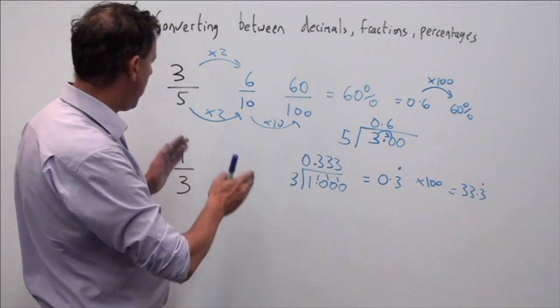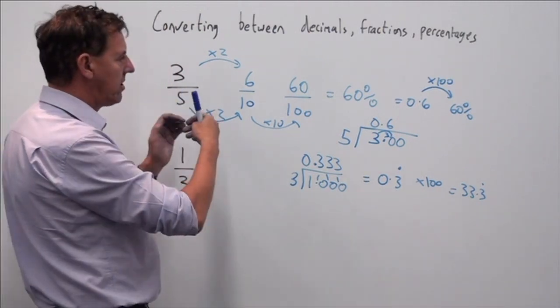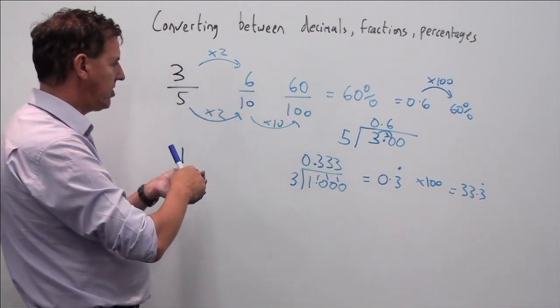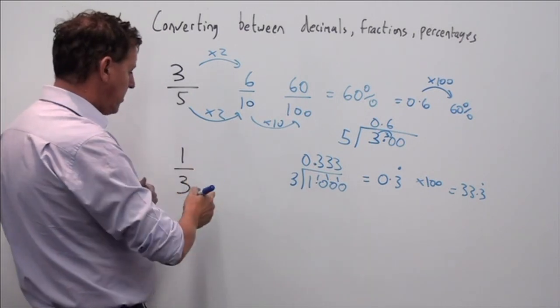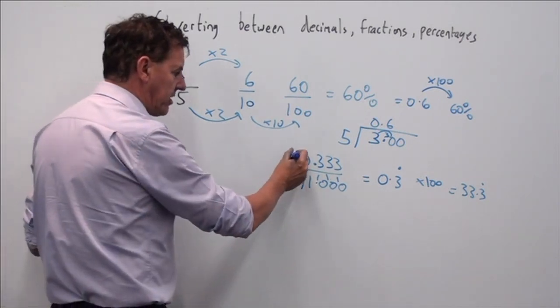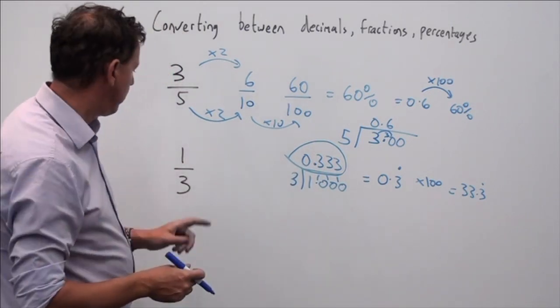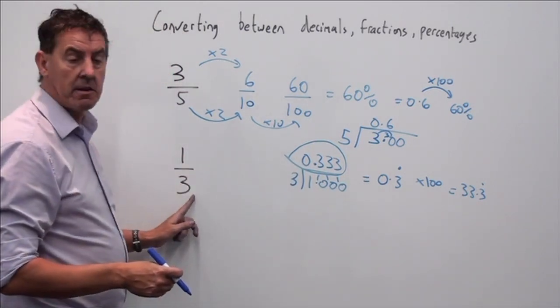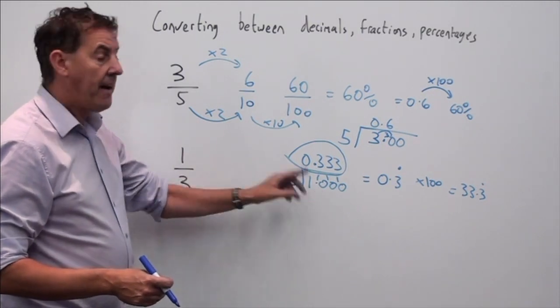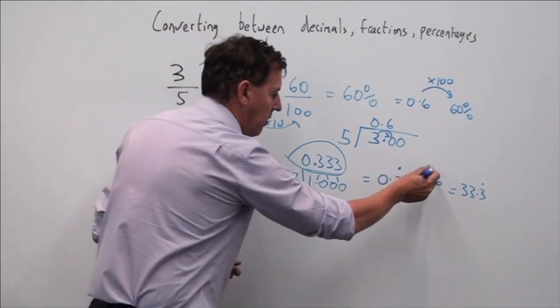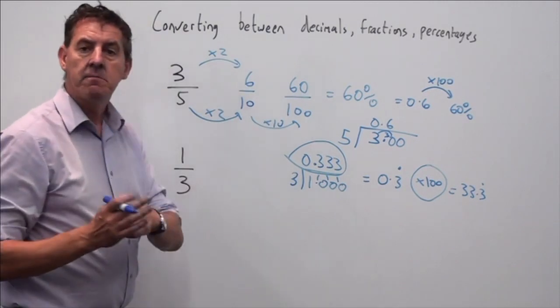So if we start with a fraction and we want to turn it into a decimal or percentage, your first move, if you wanted to, would be to turn it into a decimal by doing that division sum. Remember, if you had a calculator, all you'd have to do is type in 1 divided by 3. You wouldn't have to do that calculation. And then to turn it into a percentage, all you have to do is times by 100.